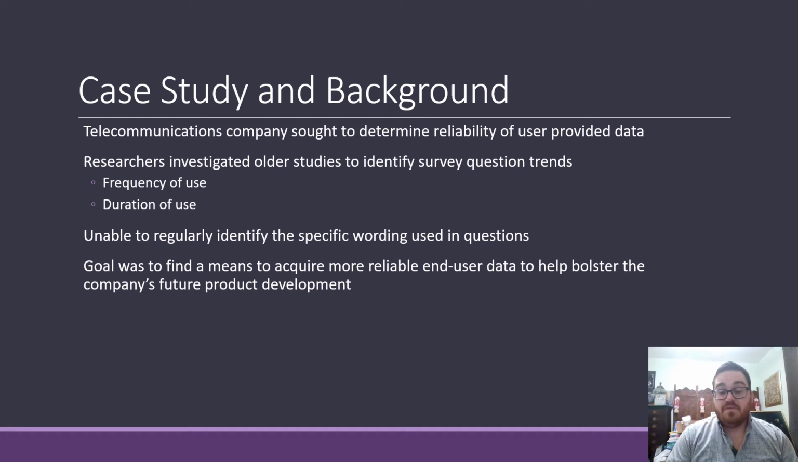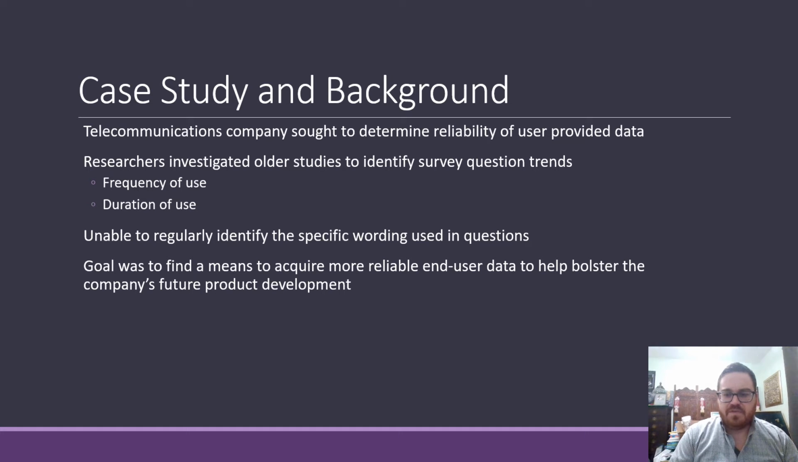The researchers for this particular case study investigated older studies at first to identify survey question trends. They wanted to see how questions were presented previously and what the main focus of those questions was. They determined that the two areas that all questions could be categorized into were the frequency of use and the duration of use. Frequency being how often a user would send a text or how often they would send or receive a call, while duration was how long in a session, how long a phone call lasts, how long they were in a text message conversation, things like that.